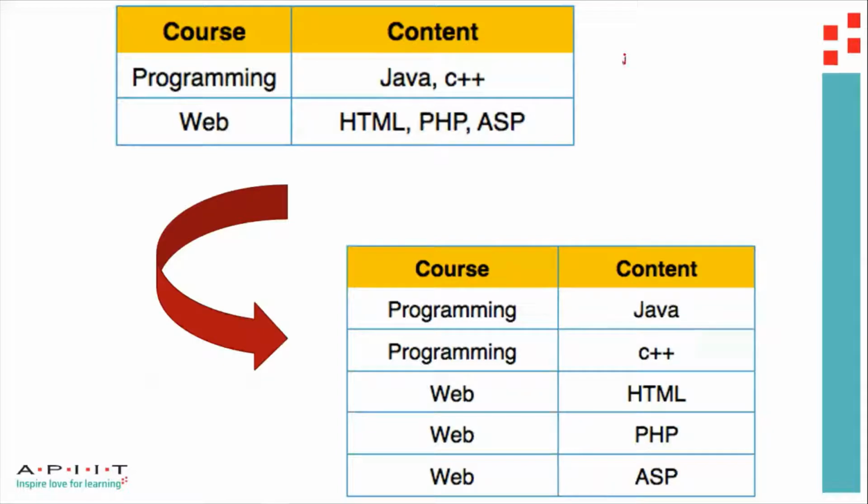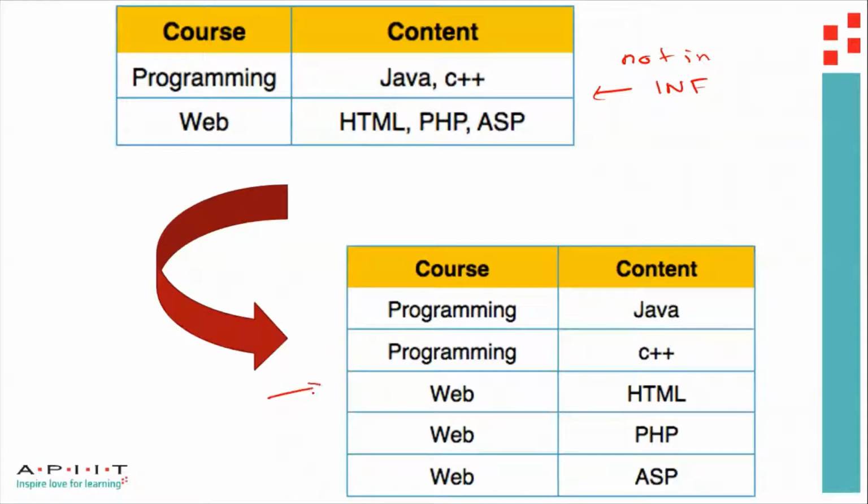So this is not in first normal form. After converting to first normal form, this is how we can go ahead. We have the course and content. For programming, we have two records, two tuples: programming Java, programming C++. For web, we have three values: web HTML, web PHP, web ASP. Now, children, can you identify any problem here?